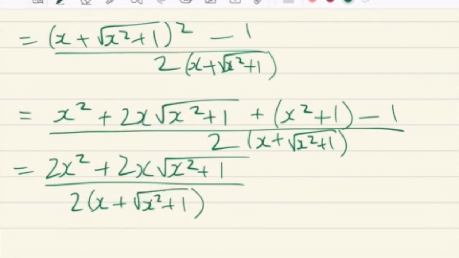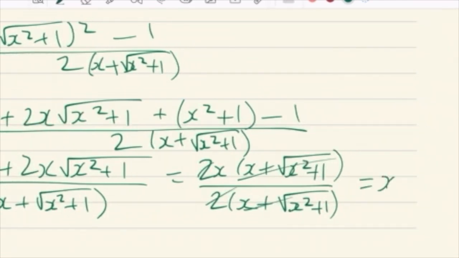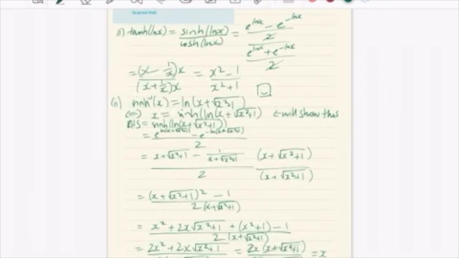Okay, so now we just need to factor out a 2 and an x from the top. So 2x times this. And then the 2 is already factored out at the bottom. And look, we have common factors, so we'll just get x, which is what we were trying to show. So we're done.